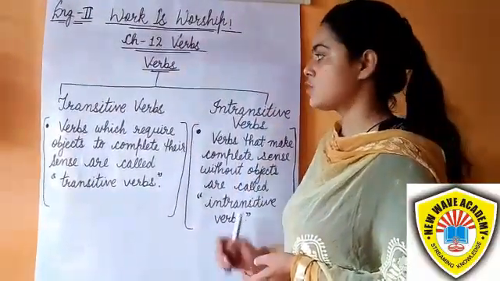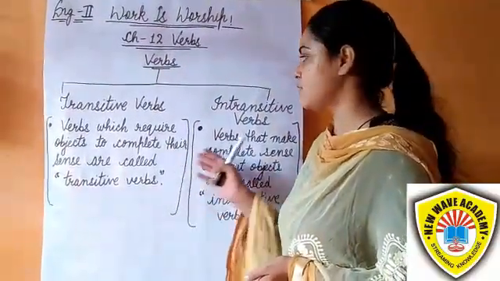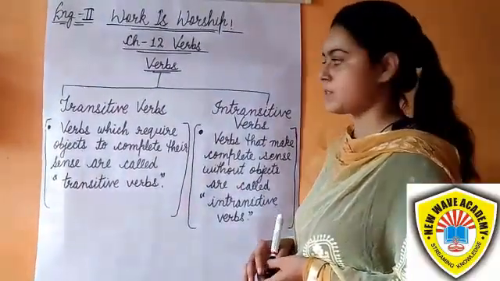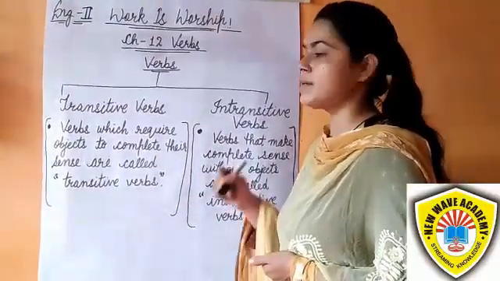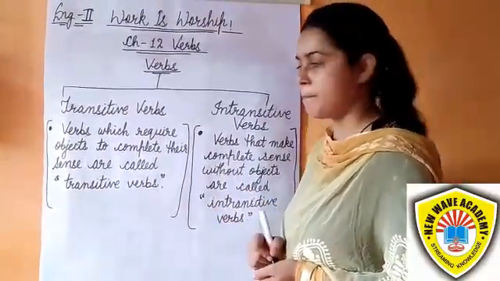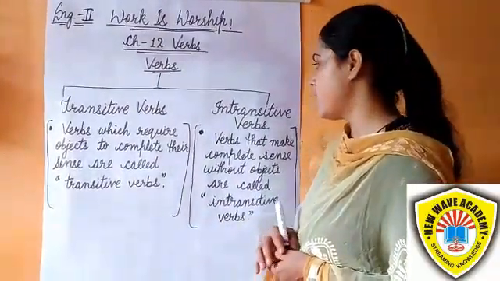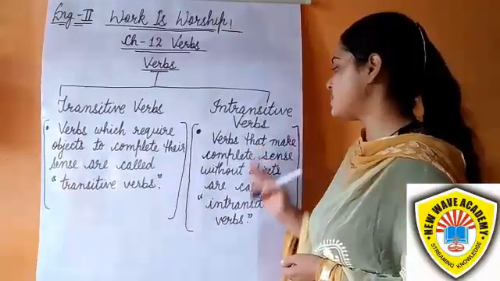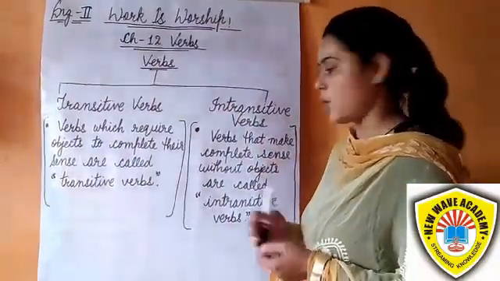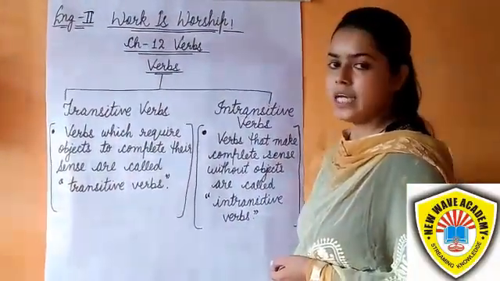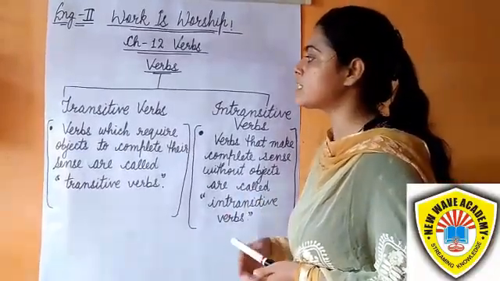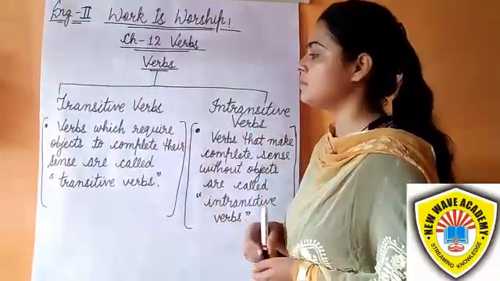Verbs have two parts: transitive verbs and intransitive verbs. Transitive verbs: verbs which require an object to complete their sense are called transitive verbs. And intransitive verbs: verbs that make complete sense without an object are called intransitive verbs. So let's read both of them in detail.